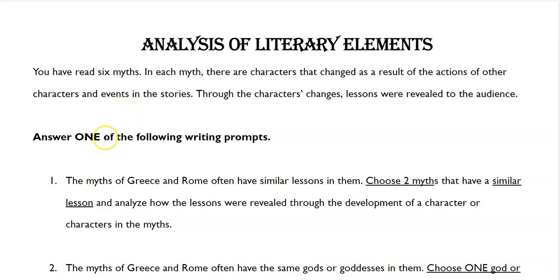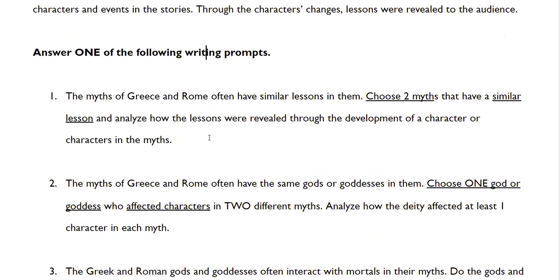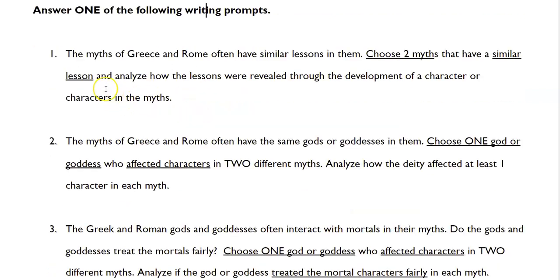So you have 3 writing prompts to choose from. You're going to choose one. At the end of this lesson, you need to tell me by signing up which one of the prompts that you want to choose to write about. Okay, so the first prompt is the myths of Greece and Rome have similar lessons in them.